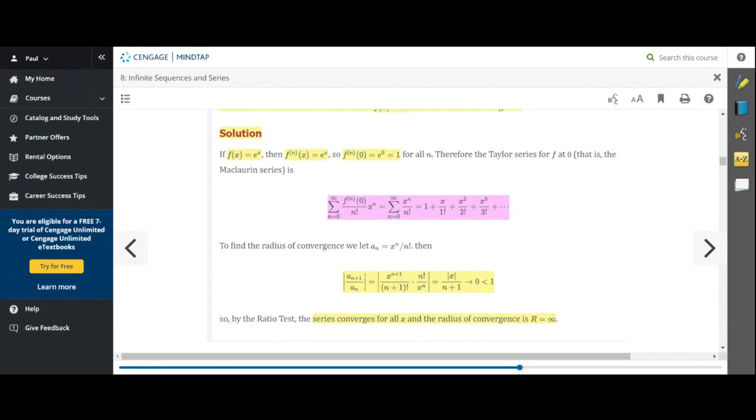Okay, are there any questions at all on this before we move forward? Who's feeling reasonably comfortable so far?